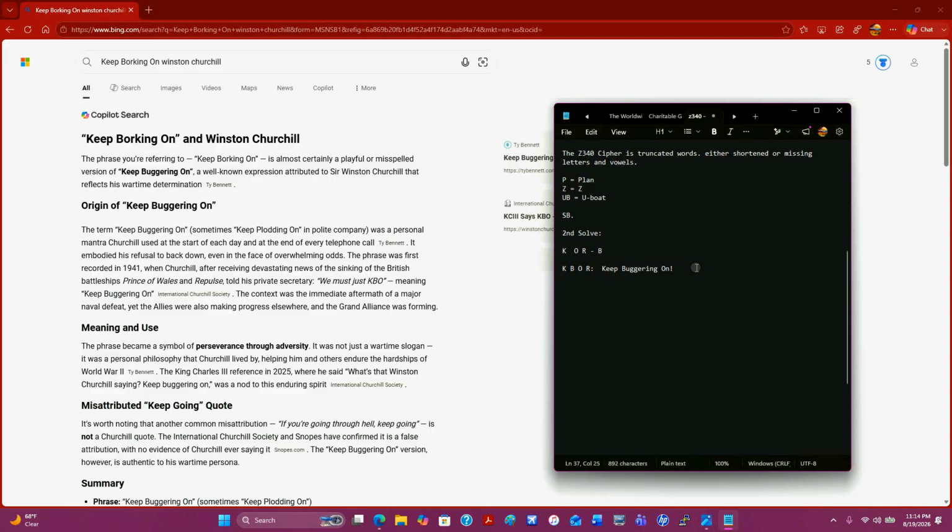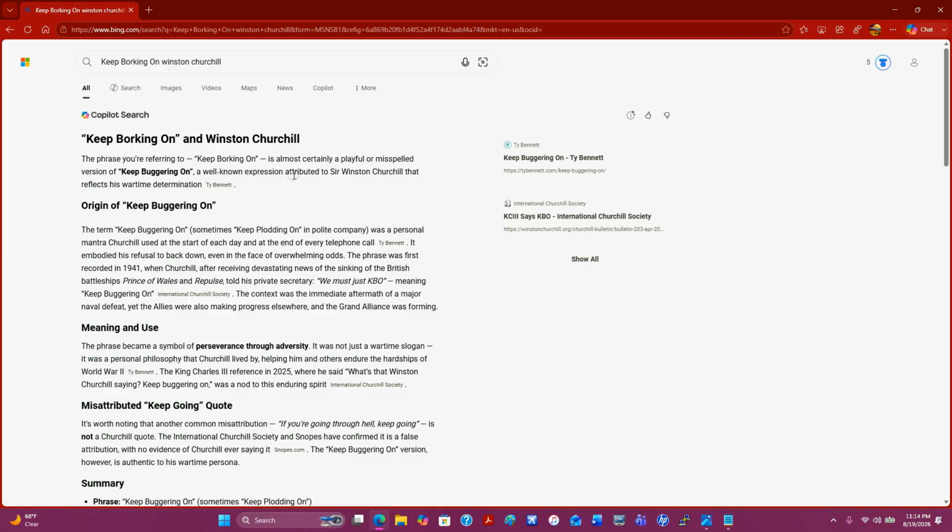Keep buggering on, Winston Churchill. Okay, so that I'm gonna sign that. That's Steve Butler's solution for the KBR with the one transposed letter because the code told us to move it, right?